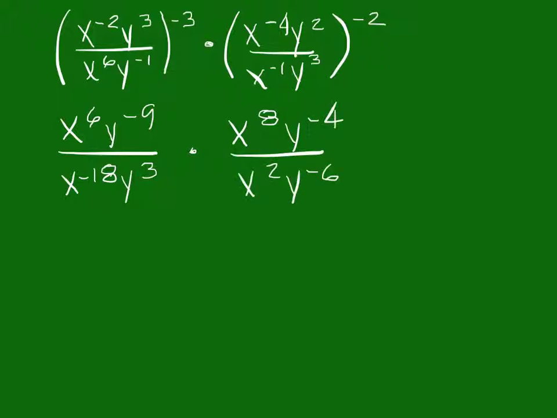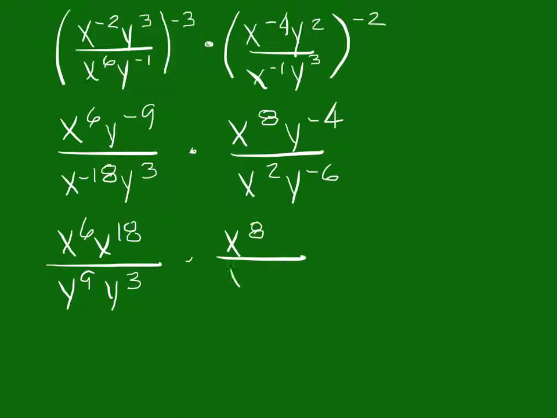Then simplify your negative exponents. You'll have x to the 6th, and then an x to the 18th that comes up with it. The y to the negative 9th goes to the bottom, and the y to the 3rd stays. On the right side, you have x to the 8th and x to the 2nd that stay where they're at, but the y's flip. Y to the 6th over y to the 4th.